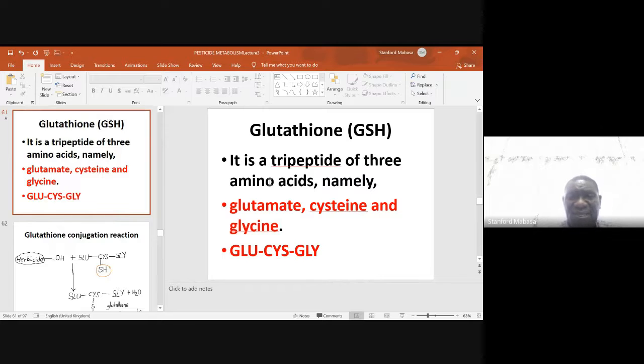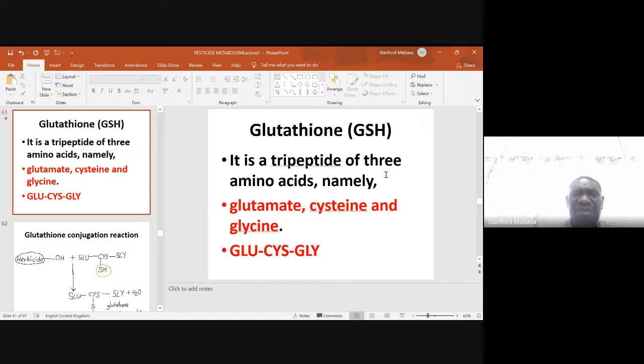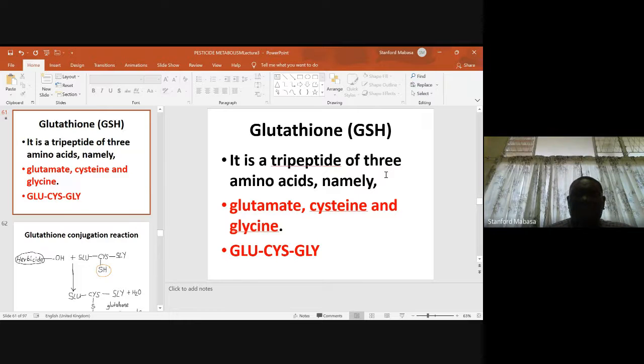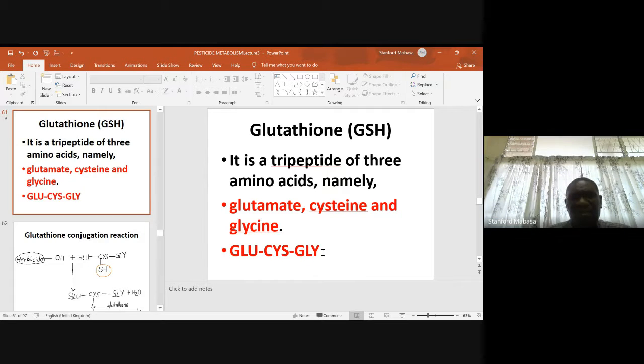You could be interested to know that glutathione itself is made up of 3 amino acids, and we refer to it as a tripeptide molecule. So it's more or less like protein, which contains these 3 amino acids: glutamate, number 1, cysteine, number 2, and glycine, number 3. We can write it in shortcut like Glu attached to Cys attached to Gly.